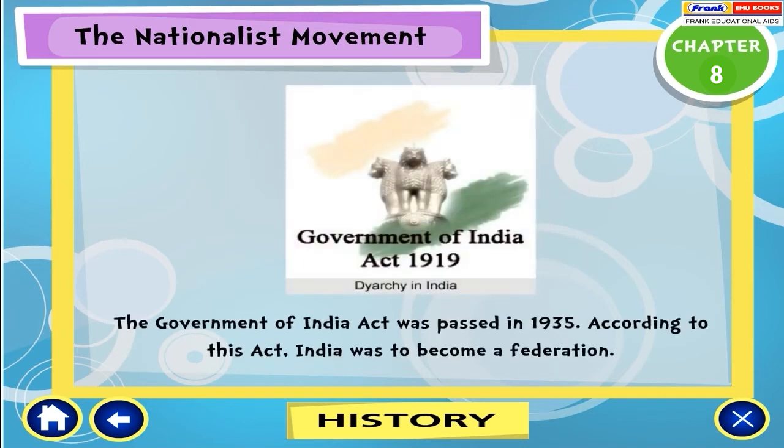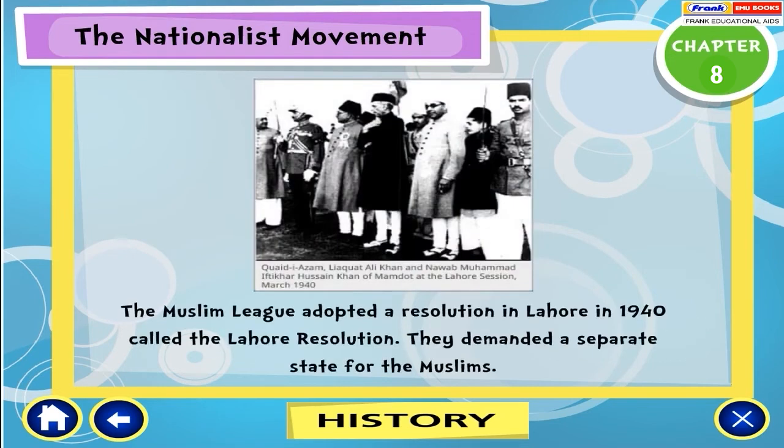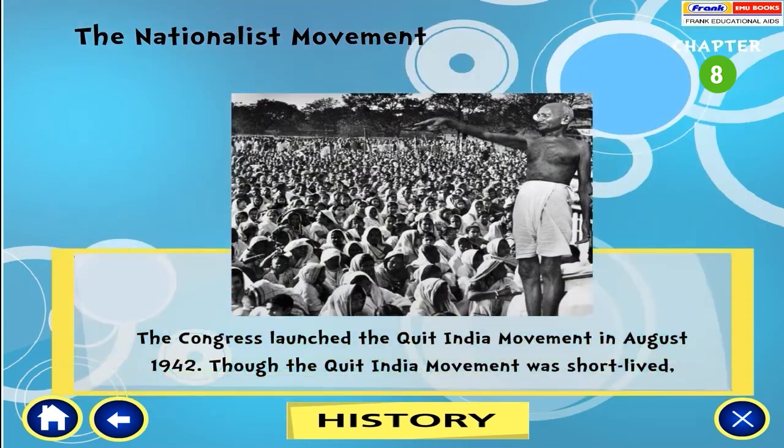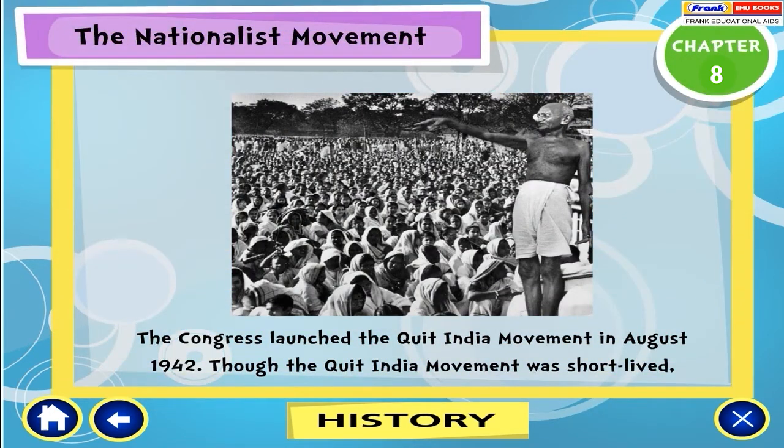The Government of India Act was passed in 1935. According to this act, India was to become a federation. The Muslim League adopted a resolution in Lahore in 1940 called the Lahore Resolution. They demanded a separate state for the Muslims. The Congress launched the Quit India movement in August 1942.